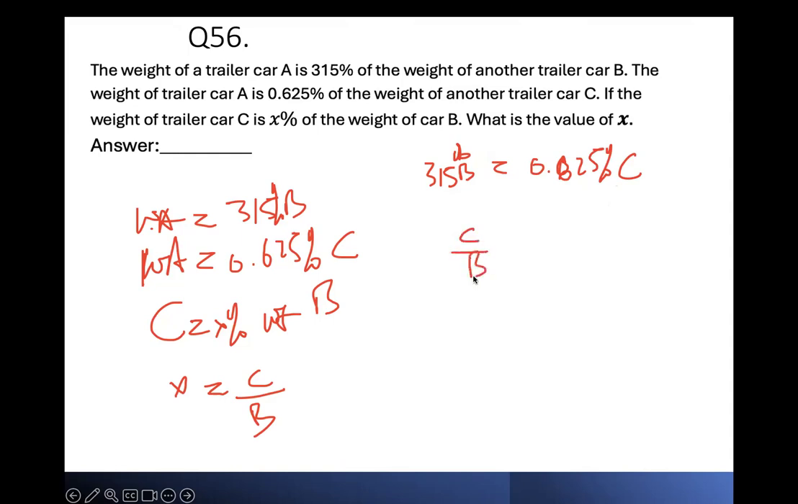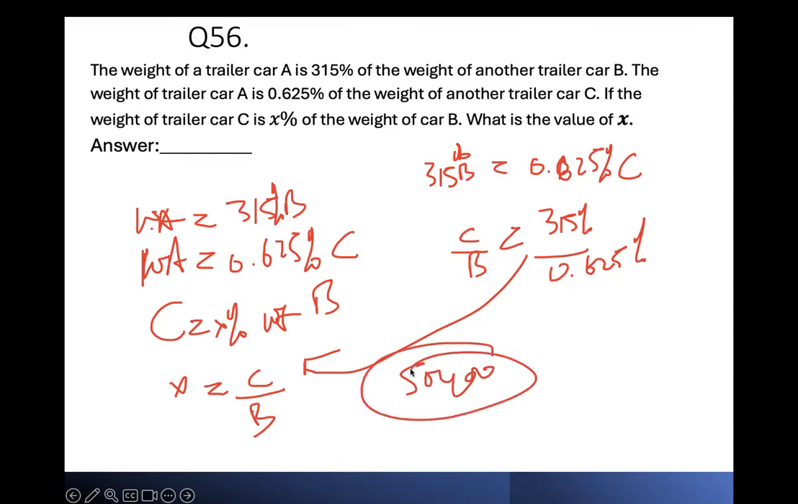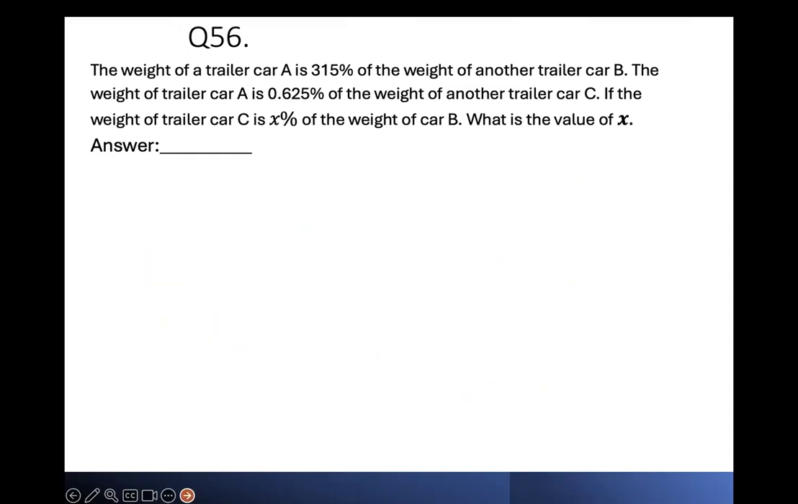C over B is equal to 315% over 0.0625%. That's all. And then you do your calculation, because this is equivalent to that. That should give you 50400. That's your answer. A very big number. If you follow the pattern, no matter how complex, you'll be able to do it, because it's a relation this test relies on. The SAT is testing your logical progression of numbers.